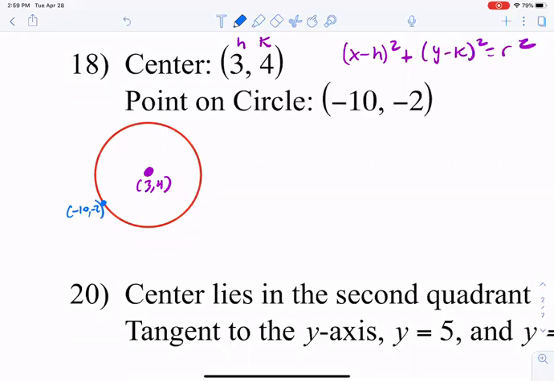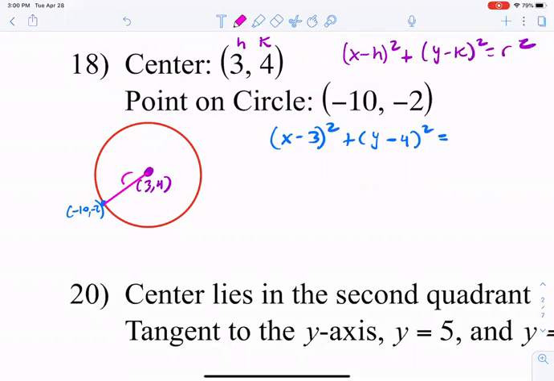And if you really think about it, I can write my equation right away. So this is (x - 3)² + (y - 4)². But I have a problem. I don't have the radius. But that's pretty easy to tell. If you draw a segment joining these two points, that will be the radius.